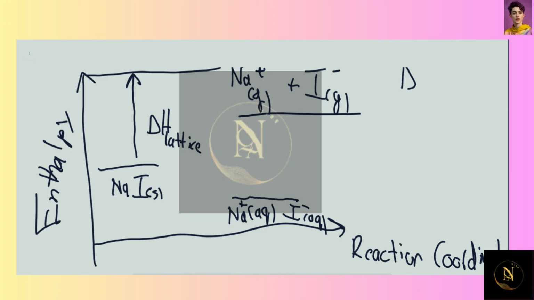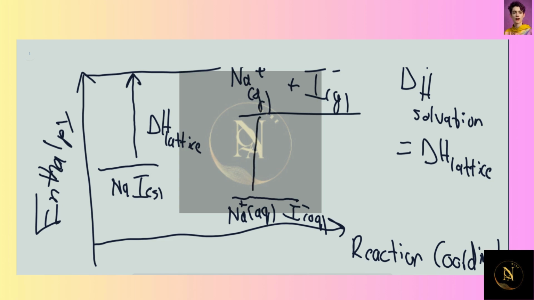The next step, so here I could have delta H solvation is equal to delta H lattice. That's the first part, which is positive. The next part is going to be the delta H of hydration, which is the energy released when intermolecular forces form between my ions and water.